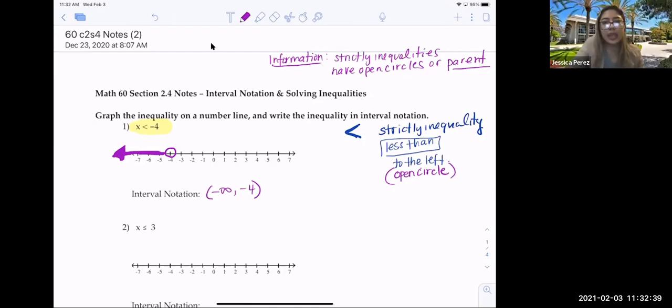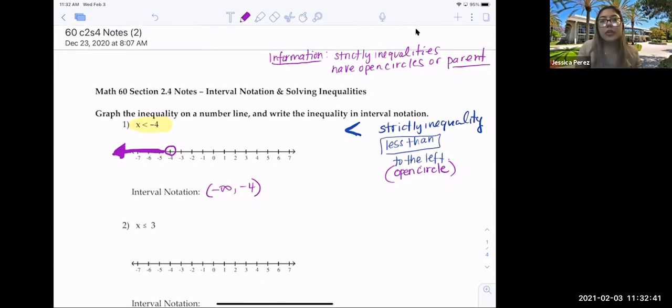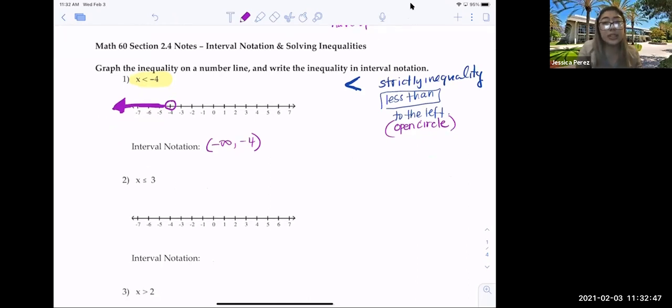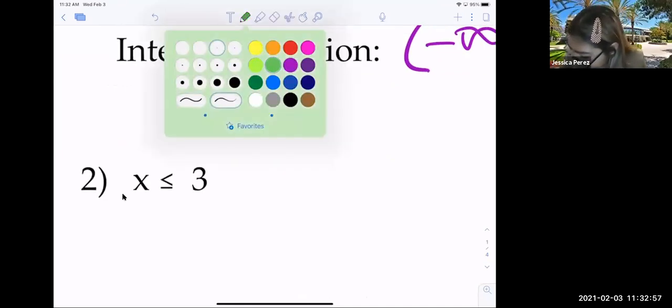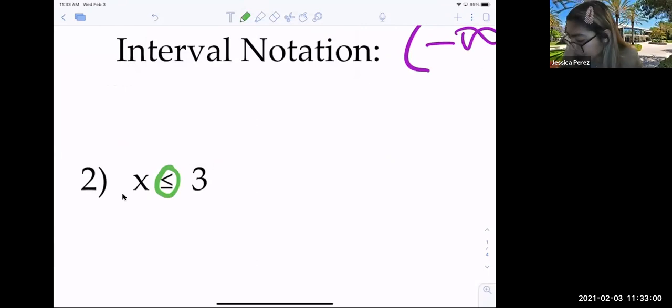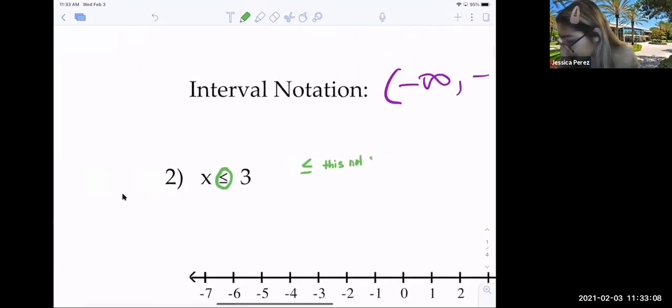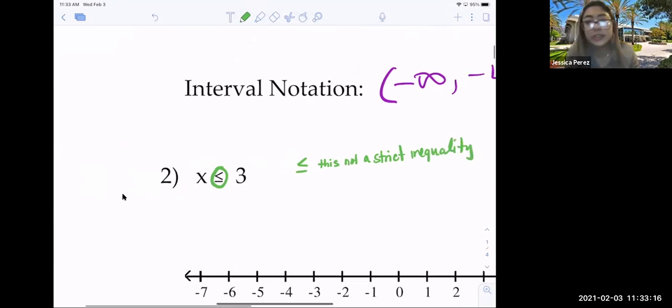So then let's look at number two. What do we see about number two? Do we have a strict inequality? No, because look, what do we see on there? It has a what? And I'm zooming in for a reason. It has an equal to. So less than or equal to. This is not a strict inequality because it has an equal to.